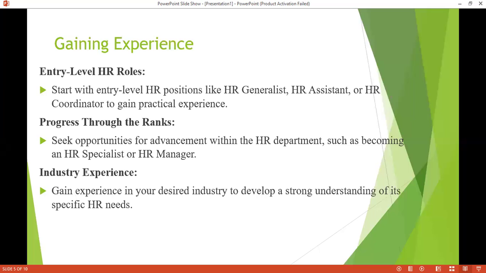The entry level roles, gaining experience. You can start with an entry level role, that's HR generalist, HR assistant, HR coordinator to gain practical experience. So from there, you gain more experience in how you can be a manager. And from there, you progress through the ranks and take opportunities for advancement within HR, such as becoming an HR specialist or HR manager. The industry experience, you can gain experience in a particular industry and develop a strong understanding of it.